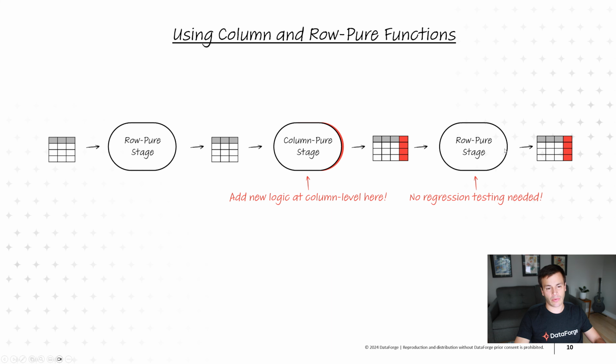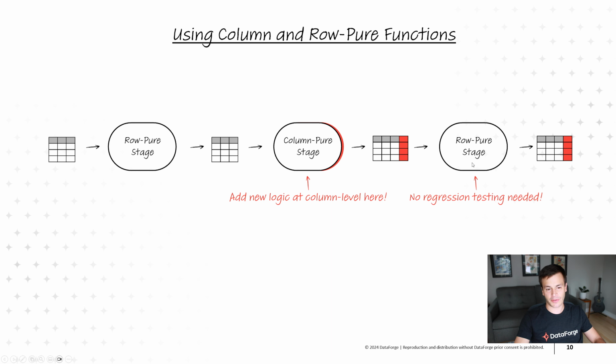And then we run it through the same row pure stage, which again, maybe is a distinct or a filter or some other type of solution that does not change the number of columns or affect the columns in any way. It just changes the number of rows with some type of filter. And because this row pure stage has no reference to the new column or the new attribute we've added, it can be safely persisted through with the same filter.